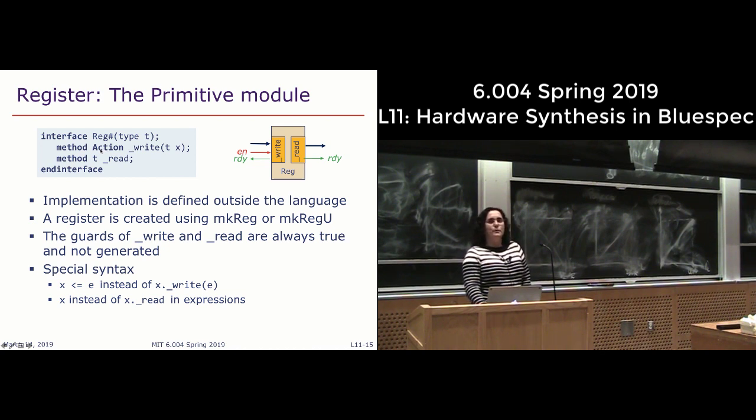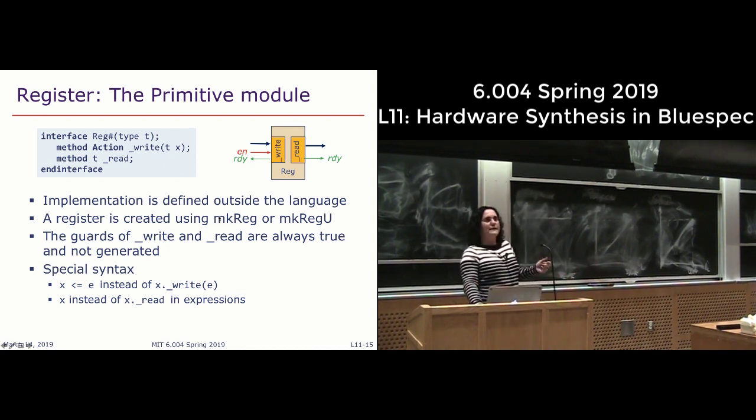Now, when we want to instantiate a register in one of our sequential circuits, the way that we do that is by calling the make_reg or make_regu method. Make_reg allows you to instantiate a register and give it an initial value. Make_regu is simply going to instantiate a register but say that its initial value is undefined. Okay? Now, in the case of a register, our guards are always true.